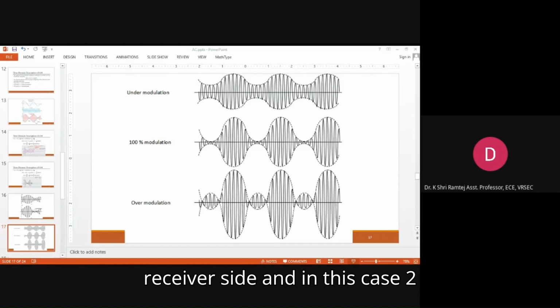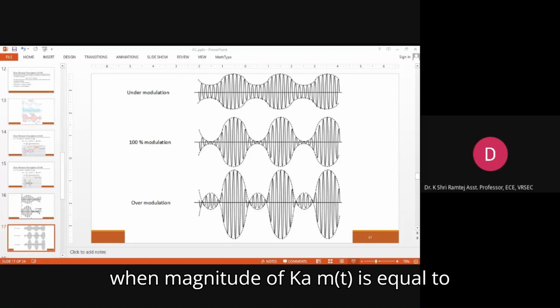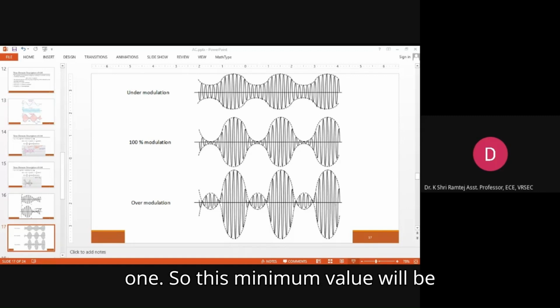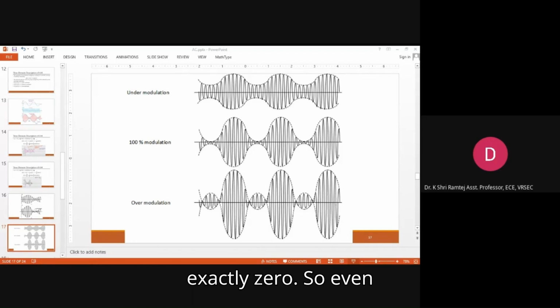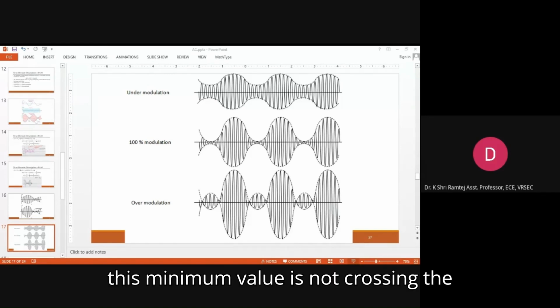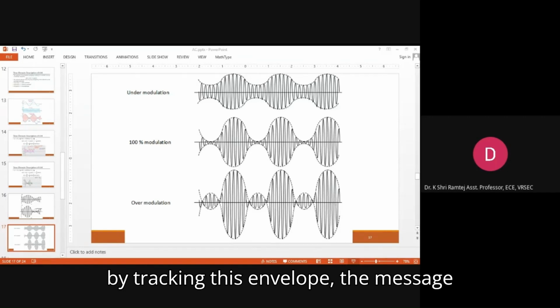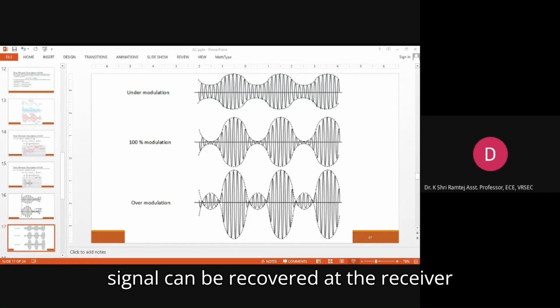And in this case too, when modulation is 100%, that is, when the magnitude of Ka m(t) is equal to 1, the minimum value will be exactly 0. Even in this case, there will not be any distortion because the minimum value is not crossing the 0 axis. So even in this case, by tracking this envelope, the message signal can be recovered at the receiver side.